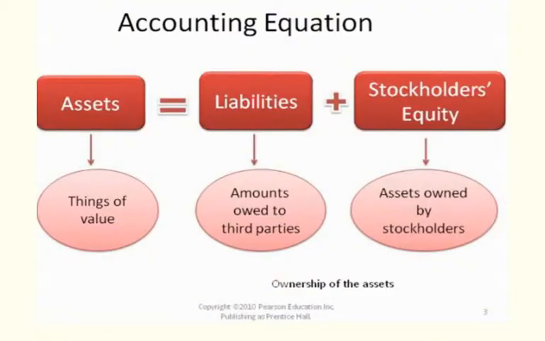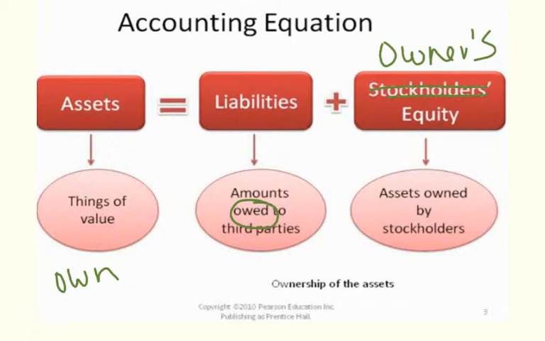Of course, I'm going to ask you the accounting equation every single time. If you look at this one, can you see something that's different? Well, assets are things of value, things that we own. Liabilities are what we owe to third parties. This one says stockholders' equity. We'll learn about that later. Right now we're calling it owner's equity because we have a sole proprietorship. So it's assets owned by the owner.